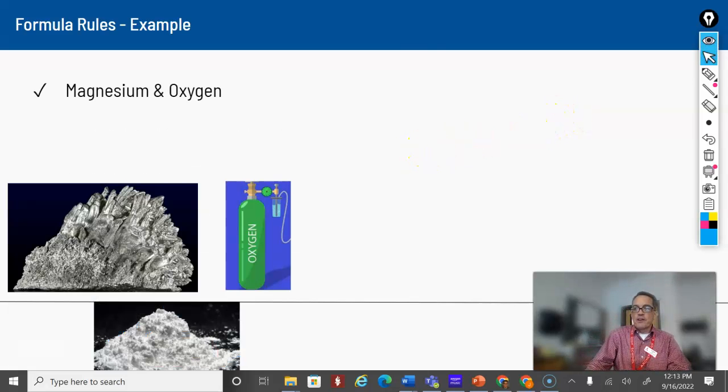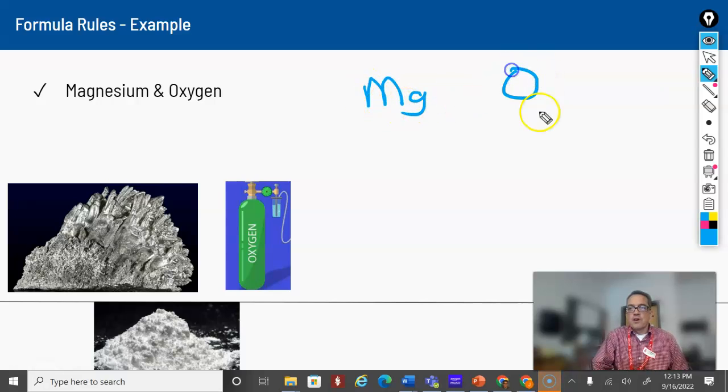All right. So just as an example, magnesium and oxygen is another one. I've got some pictures here. This is what magnesium and oxygen looks like. So going back through our rules, rule number 1, let's write down symbol. The metal comes first, the non-metal comes second. We would write their oxidation number. Magnesium is in group 2. Oxygen is in group 16. Again, you would use your periodic table to help you with this.